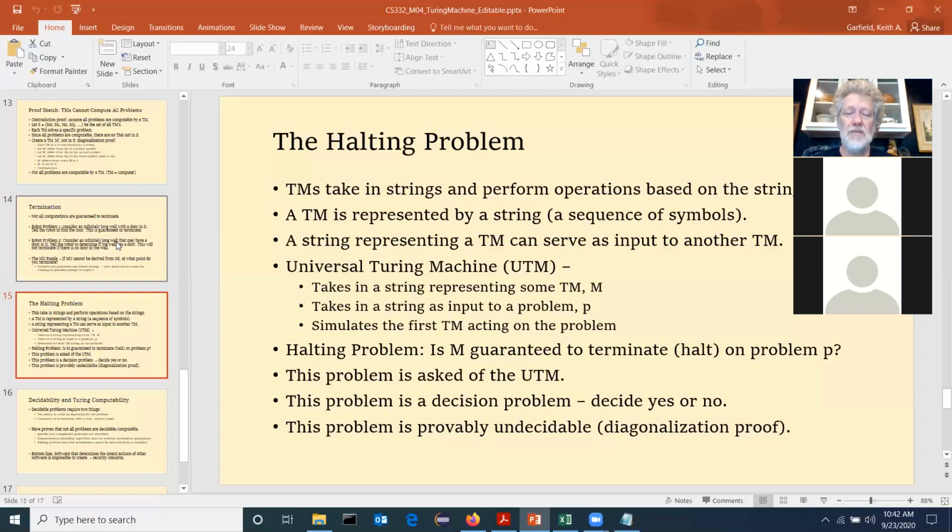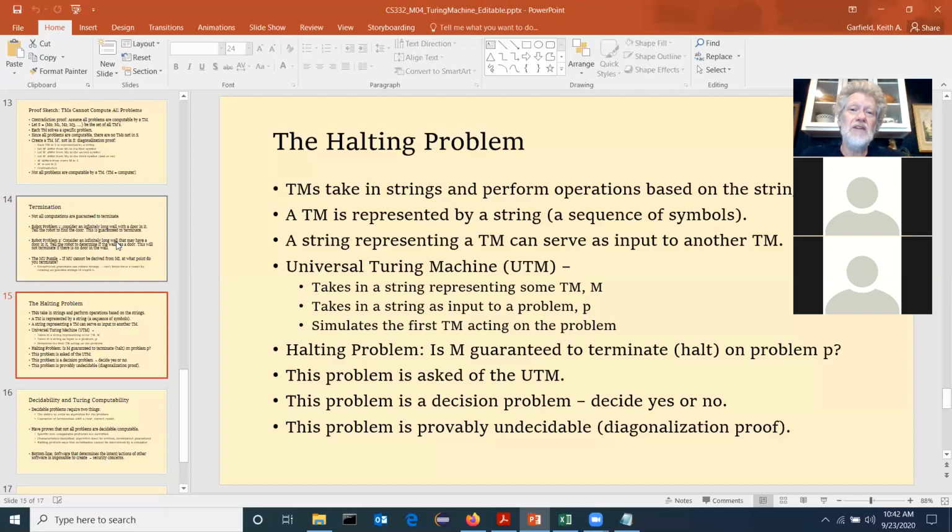Is M guaranteed to halt on problem P, or is M guaranteed to halt on all possible instances of problem P? And then you ask that universal Turing machine, and it's a decision problem, yes or no, and it's provably undecidable. And there's two mechanisms to prove that. One is a diagonalization proof. That's not the most popular way. The most popular way is to set up another form of contradiction.